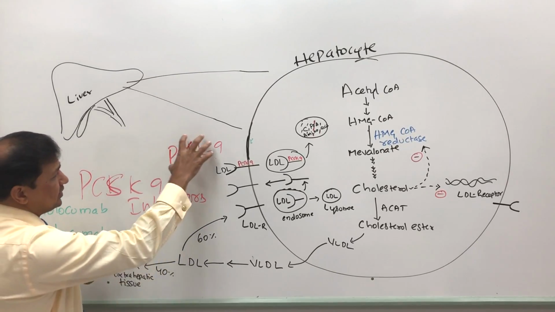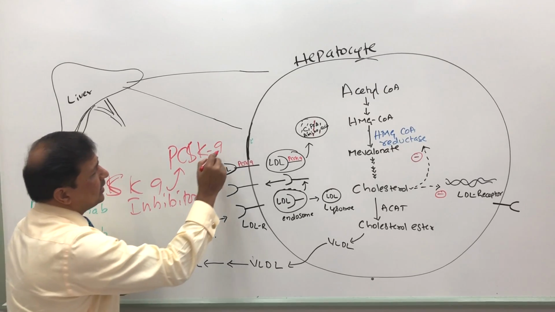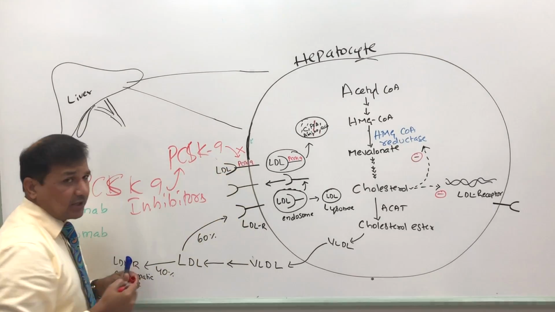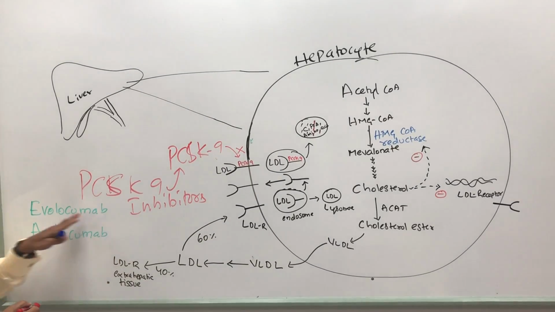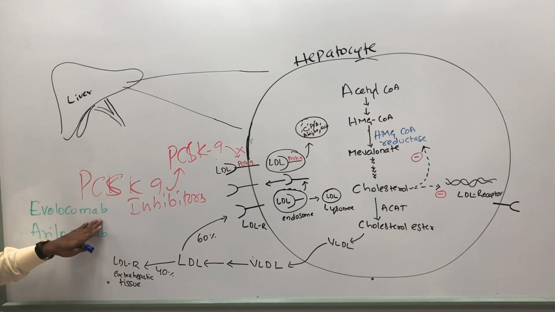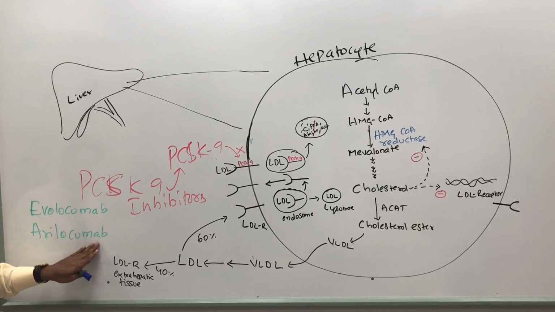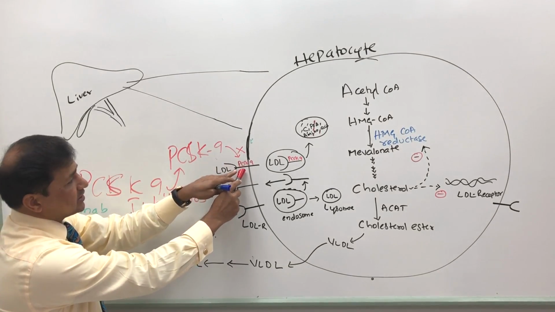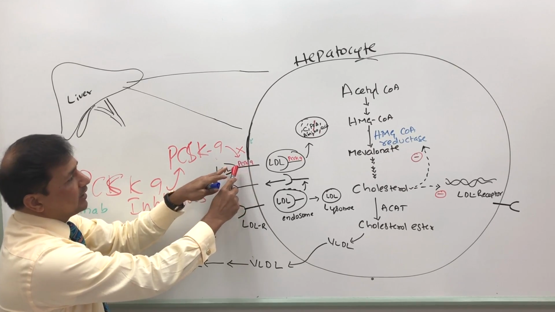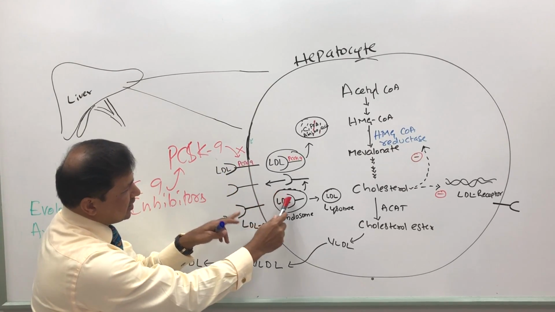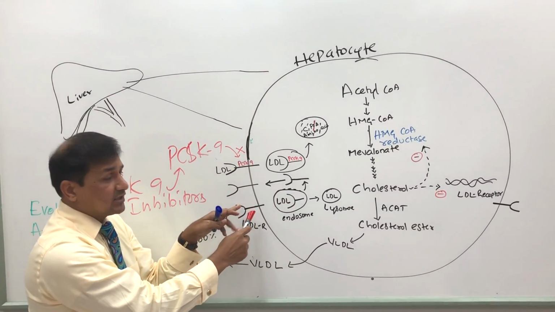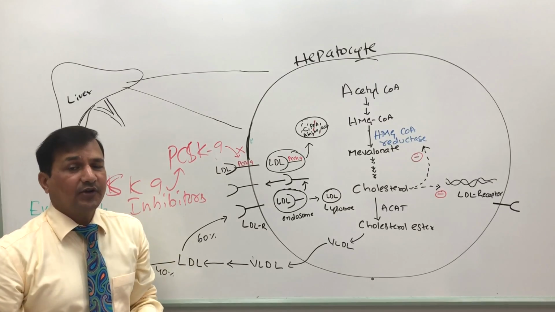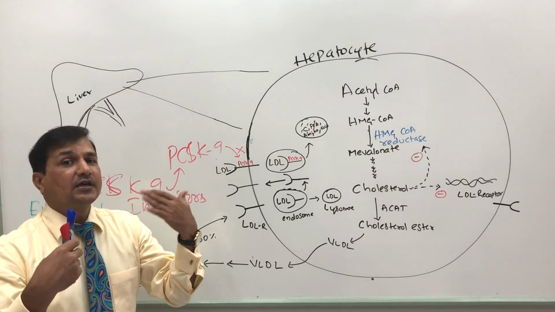They are going to bind with the PCSK9 and thereby they are not going to allow PCSK9 to bind to the LDL receptor. So PCSK9 inhibitors, evolocumab and alirocumab, are going to bind with PCSK9 and not allow PCSK9 to bind to the LDL receptor. That means the LDL receptor which is not bound to PCSK9 can be recycled back to the surface, thereby the expression of LDL receptors over the surface is more now.